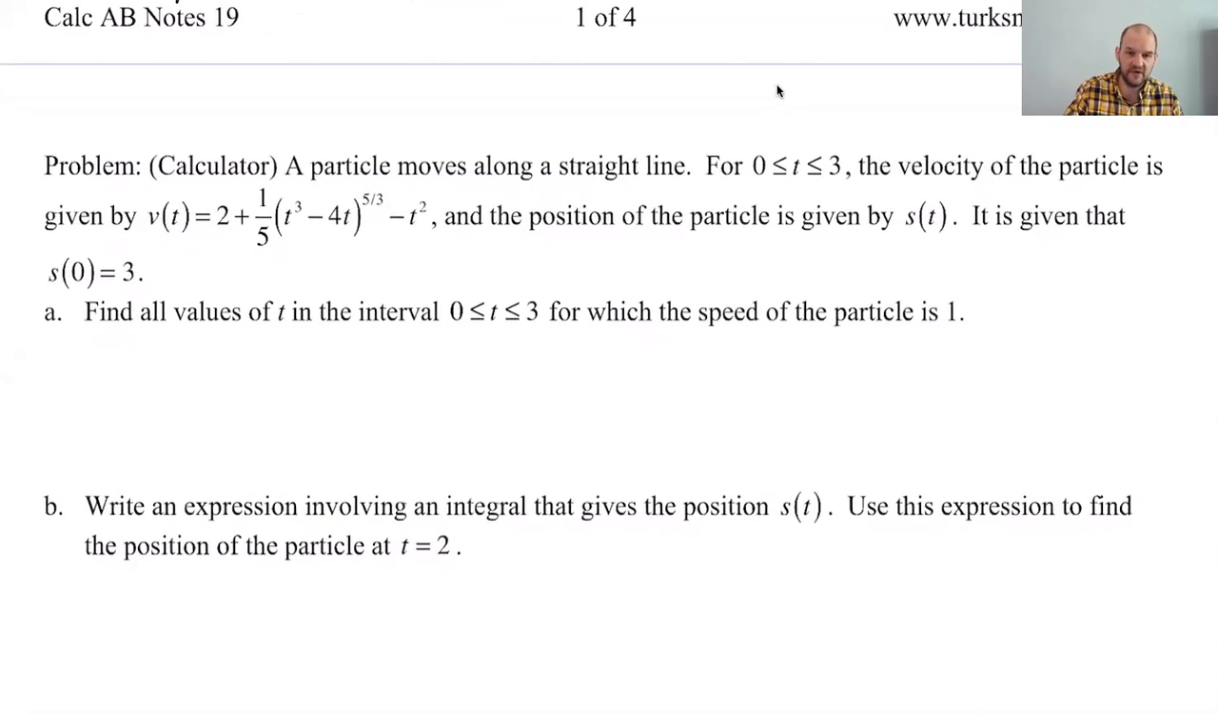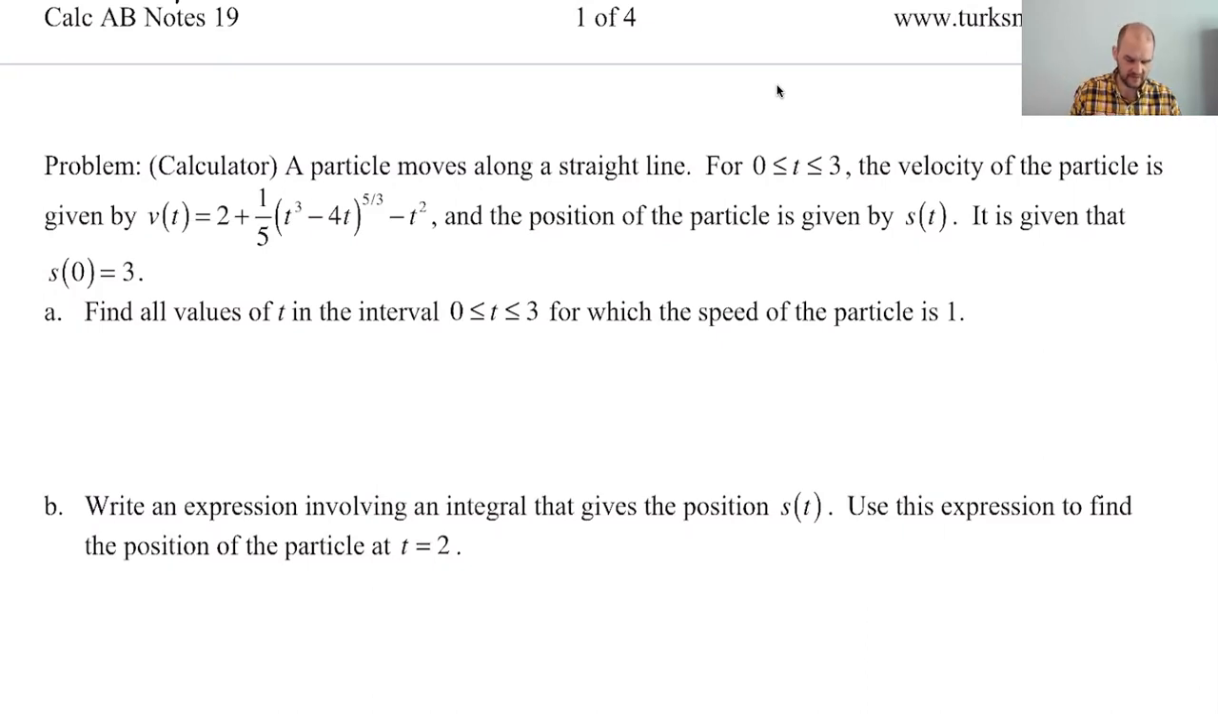So this is a calculator problem. That's good. A particle moves along a straight line. For 0 to 3, the velocity is given. It's 2 plus 1/5, the quantity, t cubed minus 4t to the 5/3 minus t squared. And the position is given by s of t. We also know that s of 0 is 3. So a lot of information there. Definitely going to define v of t on the calculator.